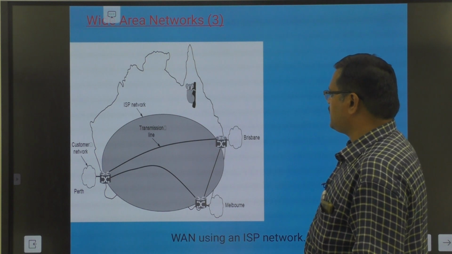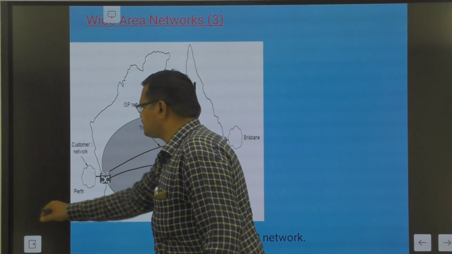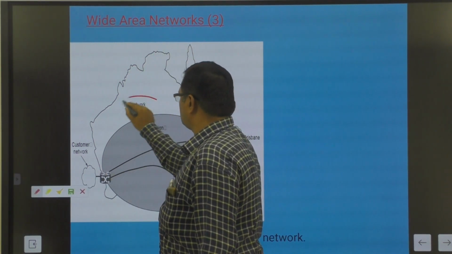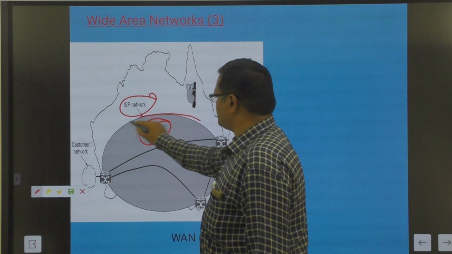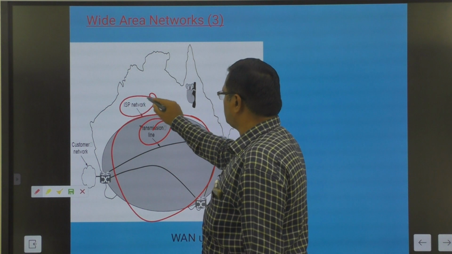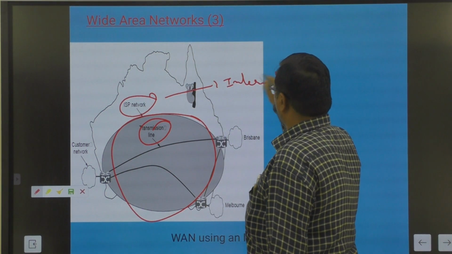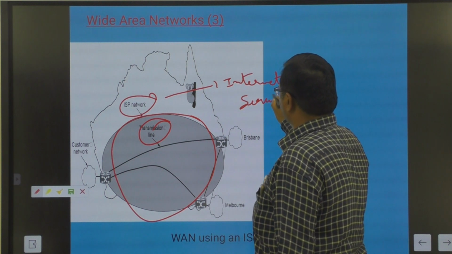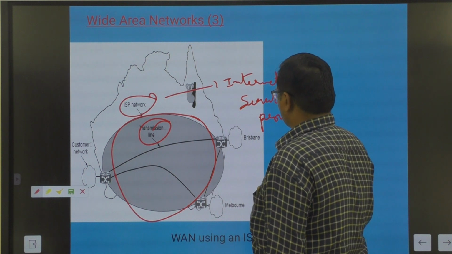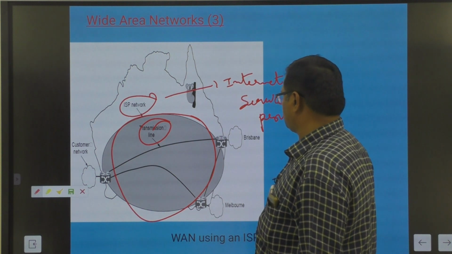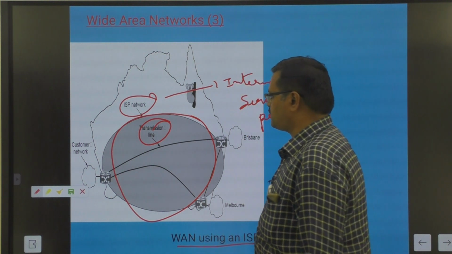Okay, WAN using an ISP. So this is an ISP. ISP is nothing but an internet service provider. It provides the transmission lines. So this entire thing is the ISP, the internet service provider. Okay, so this again belongs to a WAN. So a WAN is nothing but an ISP, that is, an internet service provider.